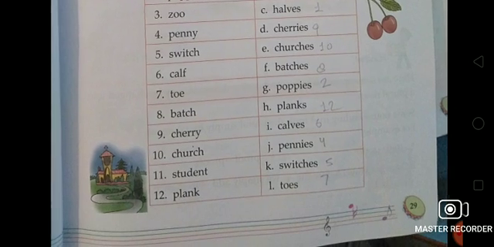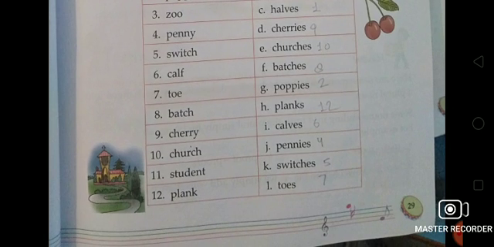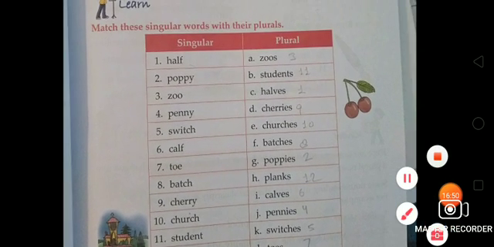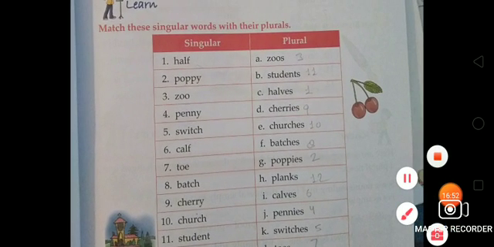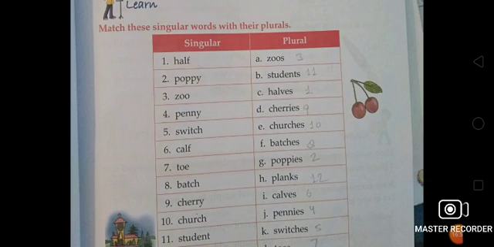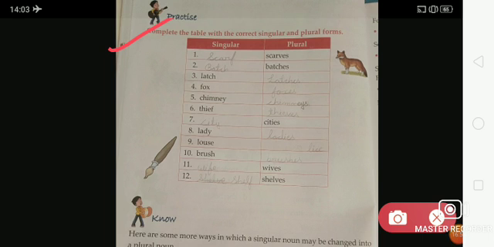Ninth is cherry. So it will be cherries. 10th is church. So it will be churches. 11th is student. It will be students. 12th is plank. It will be planks. Okay, students. So just like this, you have to match this given exercise singular word to their plurals. Now we are moving to the next.